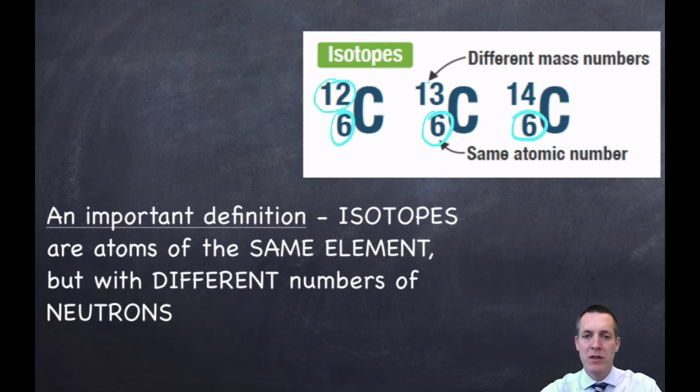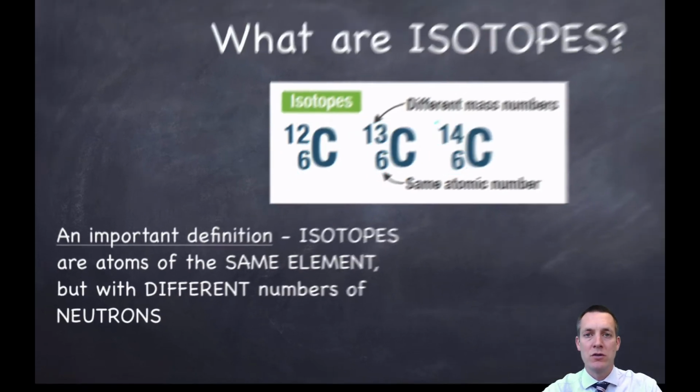And what does it mean if their mass numbers are different? Well, we should know by now that the mass numbers are the sum of protons and neutrons. If the atomic numbers are the same, then the number of protons must be the same. If the mass numbers are different, that tells us that the number of neutrons must be different.